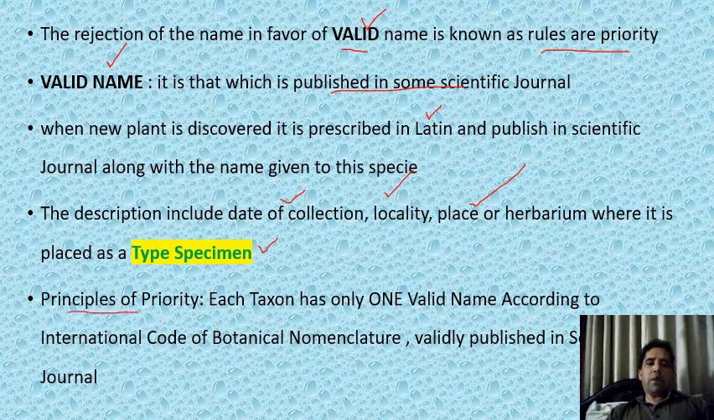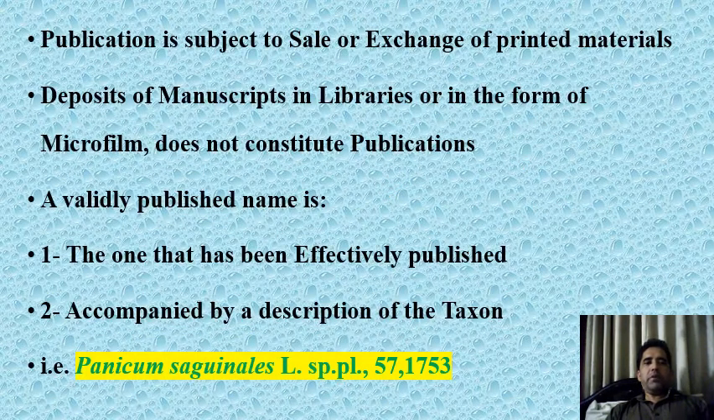Next is the principle of priority. It means that each taxon has only one valid name according to the International Code of Botanical Nomenclature. The valid name is validly published in some scientific journal. So what is meant by publication? Publication means that when a plant or animal is described properly and published in some well-known or accepted journal of the world, then it is considered publication.